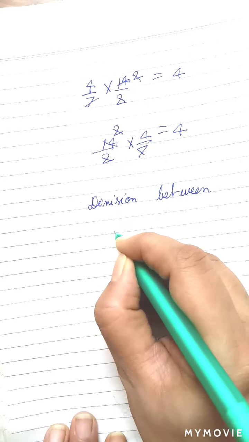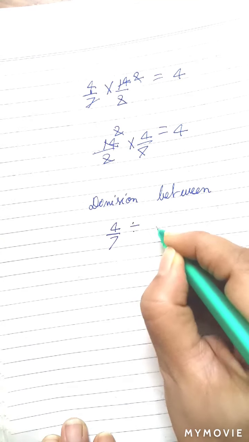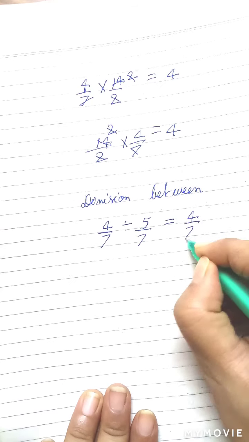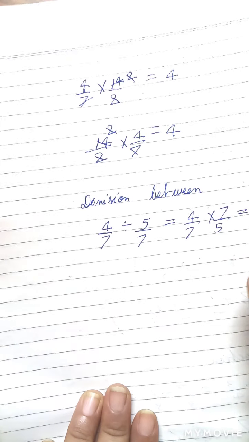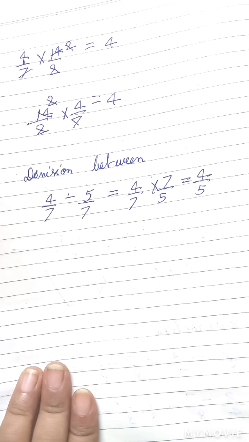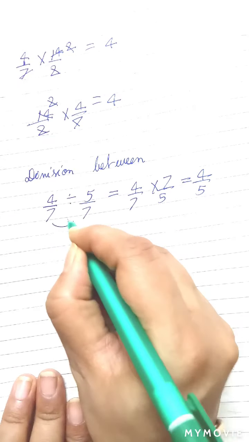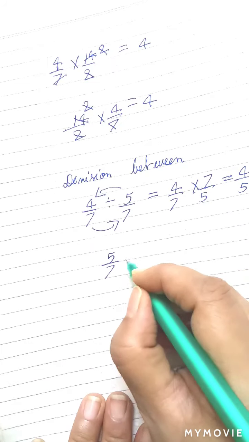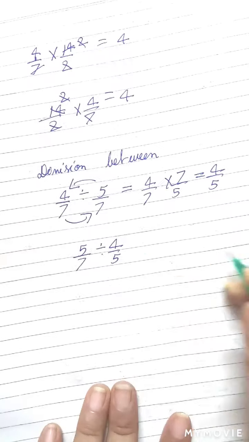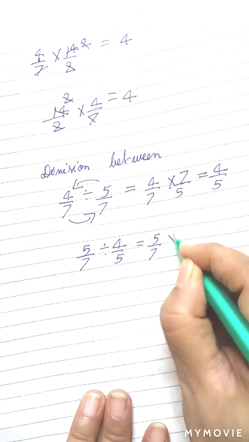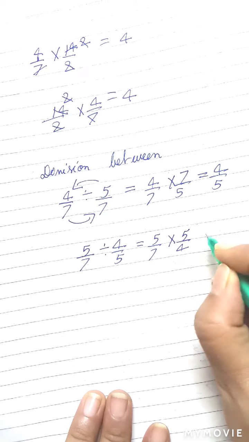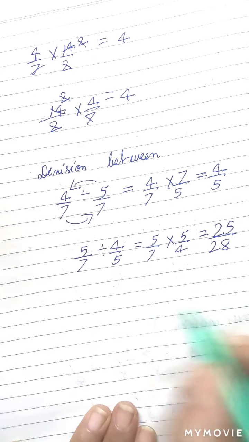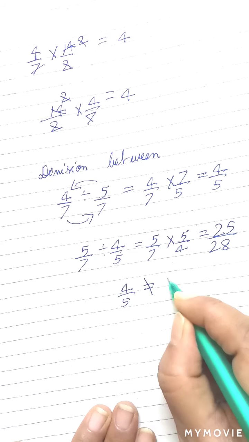Now we will perform division between 4 by 7 and 5 by 7. Let's see what's going to be the result. 4 by 7 into 7 by 5, and we have got 4 by 5. Let's see if we are going to get the same result if we change the order of our division. We have 5 by 7 as the numerator now, and 4 by 7 as the denominator. So this is going to be 5 by 7 into 7 by 4. So what have we obtained? It is 5 by 4. 5 by 4 and 4 by 5 are definitely not equal.